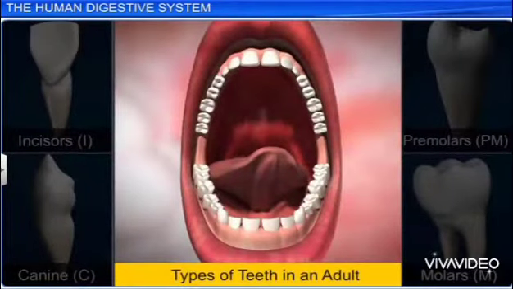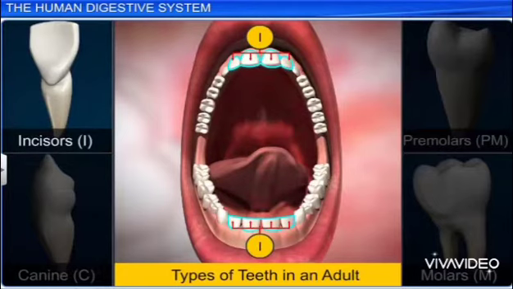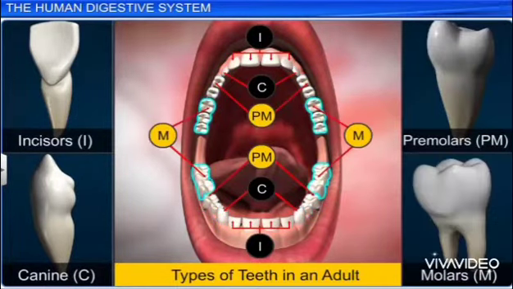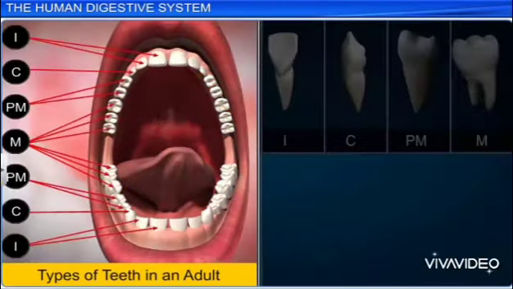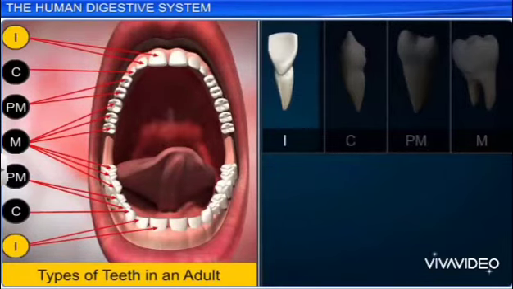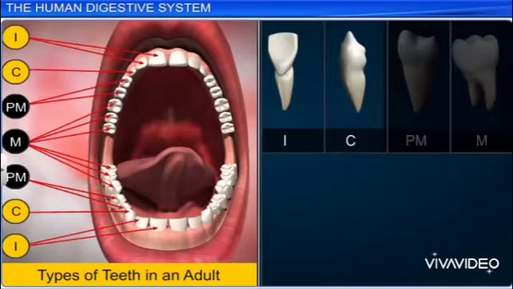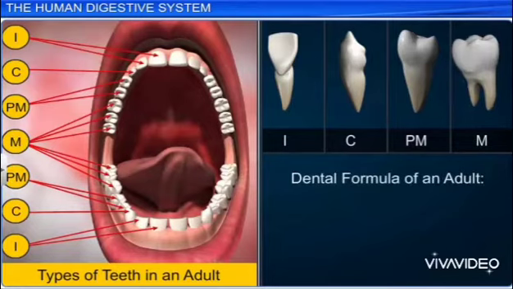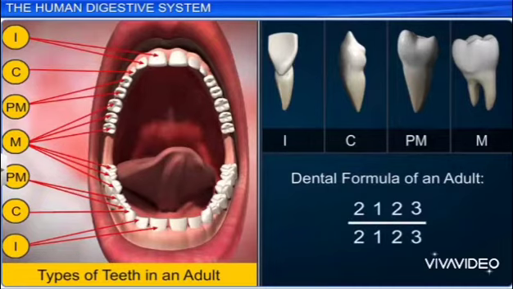The permanent teeth in adults are of four types: incisors represented by I, canines represented by C, premolars and molars represented by PM and M respectively. The arrangement of teeth in the upper and lower half of the jaw, in the I, C, PM and M order, is expressed using the dental formula 2123 upon 2123.